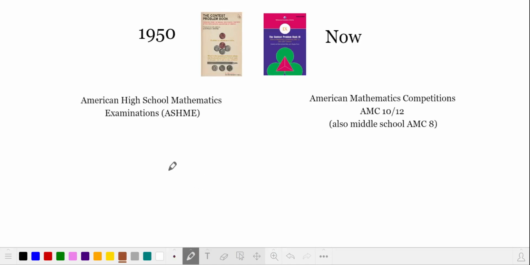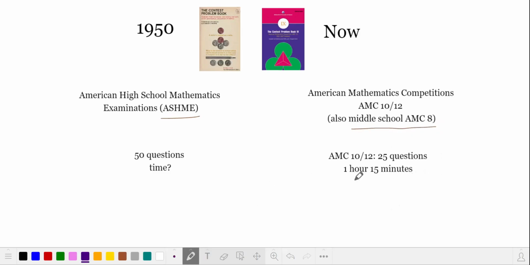In the beginning, these contests were called the American High School Mathematics Examinations, abbreviated as AHSME. Now they are called the American Mathematics Competitions. The AHSME has been replaced with the AMC 10 and 12, and there was also a middle school version of the contest called the AMC 8.